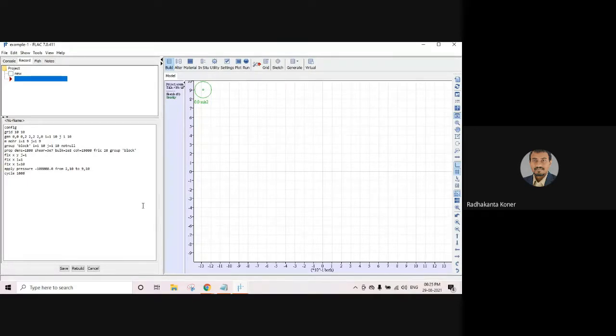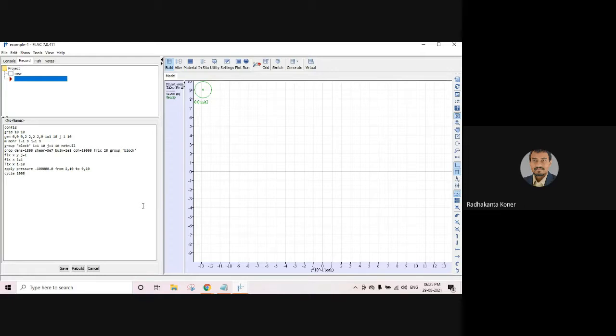See here, the first line of our command is config. It means I am configuring my model based on my necessity. Suppose I want to analyze dynamics, then the command is config then space dyn. Config gw means groundwater. Here we are not considering any of them, but we have to configure the model.